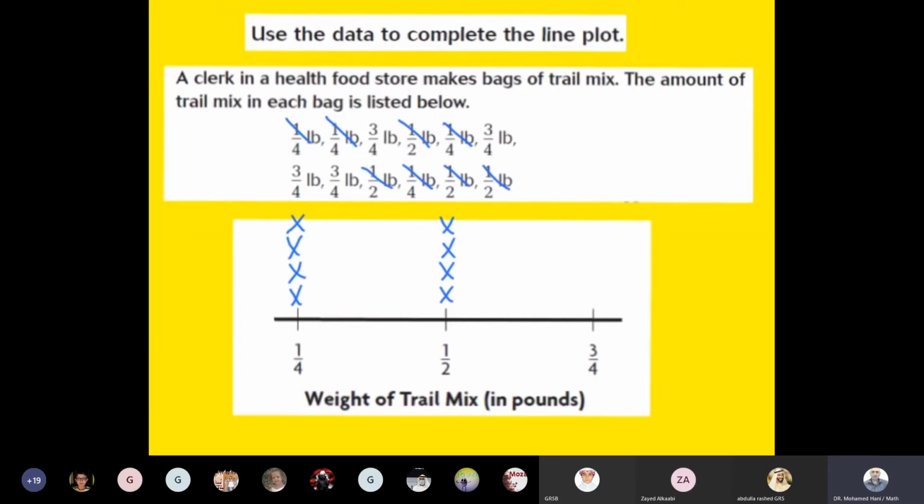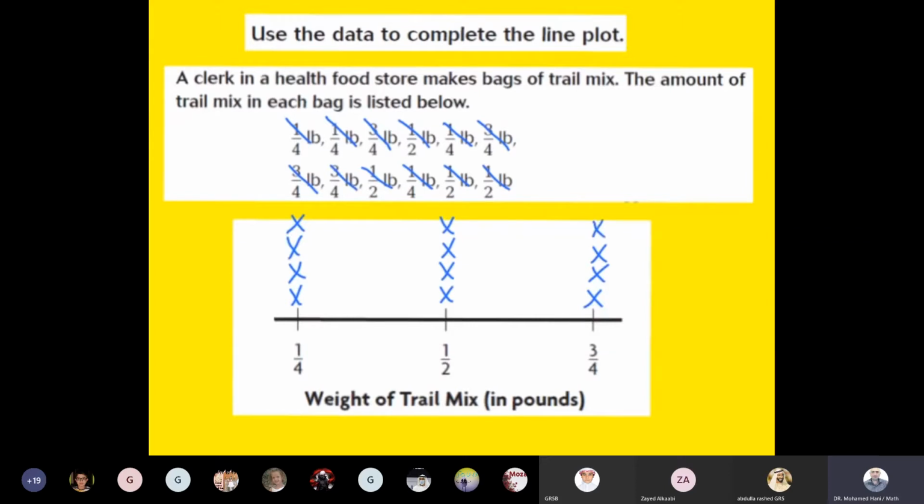Here's 1, so I'm going to go ahead and cross out that 3/4 pound, and I'm going to place an X above the 3/4. We'll continue counting. Here's 2, so we'll cross out that 3/4 pound and put an X above our 3/4. Here's 3, so we'll go ahead and cross that one out as well. Place another X above the 3/4. And then here is 4. So I'm going to go ahead and cross that 3/4 pound off and place another X above our 3/4 in the line plot.